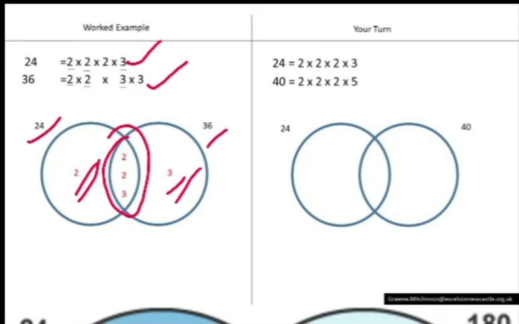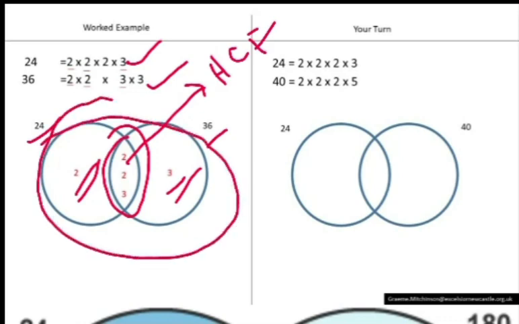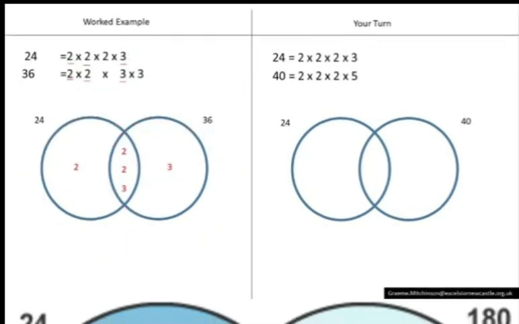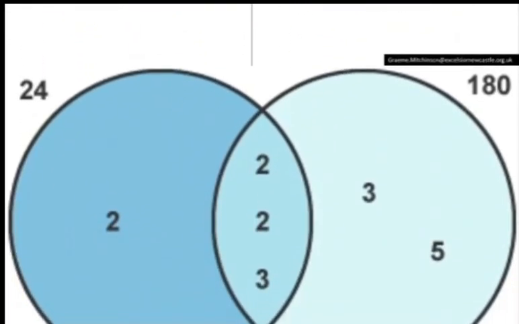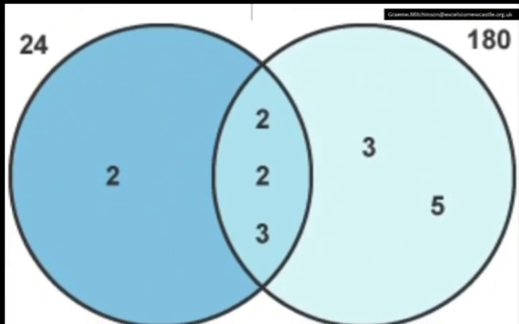So this part is HCF, and the product of 2, 2, 3, and the product of all these numbers gives LCM. And just observe this example.